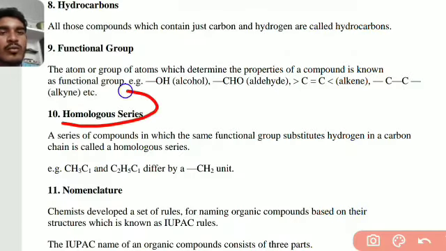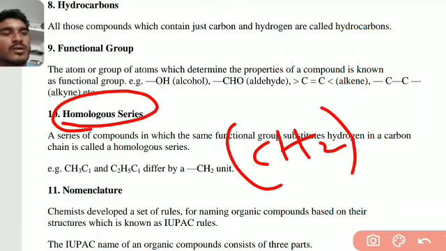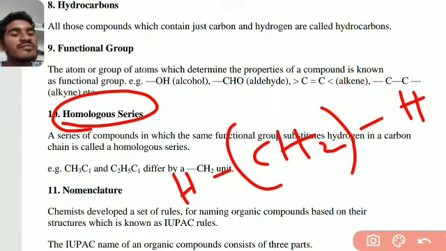Now, homologous series: homo means same. Okay, it has to be with CH2 groups, CH2 units. We call that a homologous series. For example, methane, ethane we have taken, here CH2, here H, so it is methane, CH4. Okay, a series of compounds with the same functional group substituting hydrocarbons in the carbon chain. These are substituted. Okay, so that is the homologous series, meaning CH2 units.